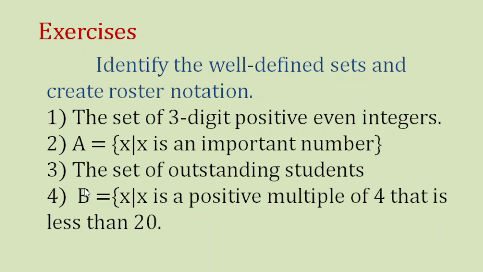Number 3, the set of outstanding students. Number 4, B is the set of all x's such that x is a positive multiple of 4 that is less than 20. You can pause the video and try working on these 4 items. If you are done, I can now show you the answer.